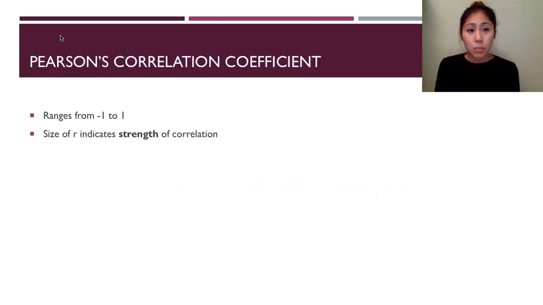The next thing is on Pearson's correlation coefficient. Pearson's correlation coefficient ranges from -1 to 1. It's usually indicated by the letter R, the correlation coefficient, and the size of this R indicates the strength. So remember just now we saw the three different levels of strength, strong, moderate, and weak. We can use R, Pearson's correlation coefficient, to determine which one it is.